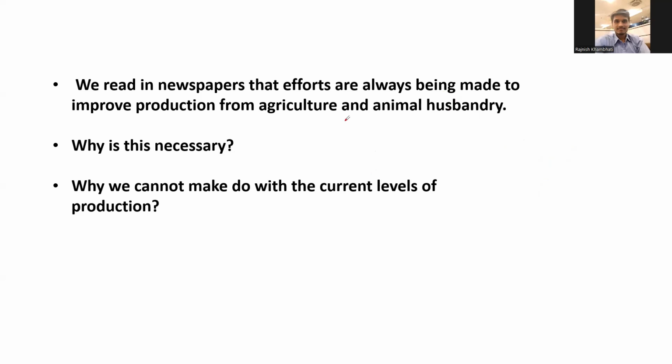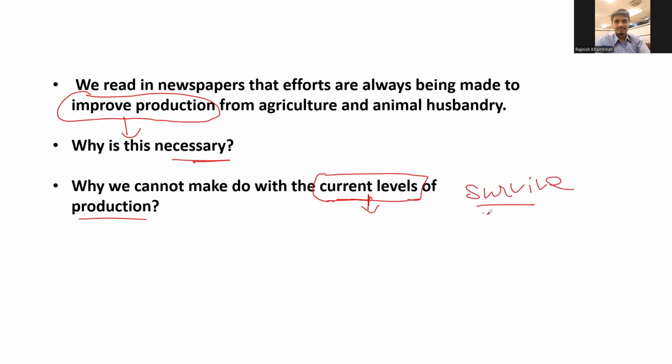And why is this necessary? Why is this improvement necessary? The question is here. Why can't we make do with the current levels of production? Whatever food is right now available in the market for eating, why can't we just do with it? That's a big question: why is it necessary to improve food production? And the second question is, with the current level of food available, why can't we manage, why can't we survive? In simple terms, survive. So that is a big question. Let's see the answer to this question.